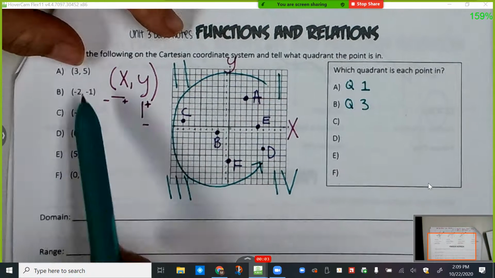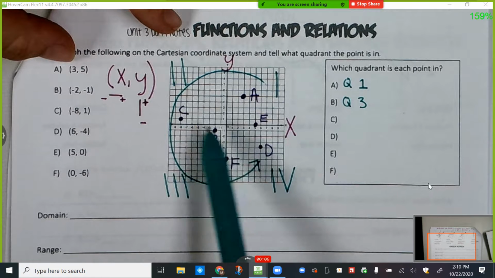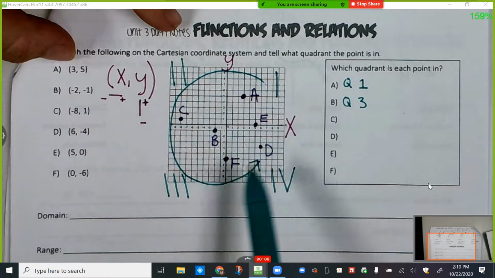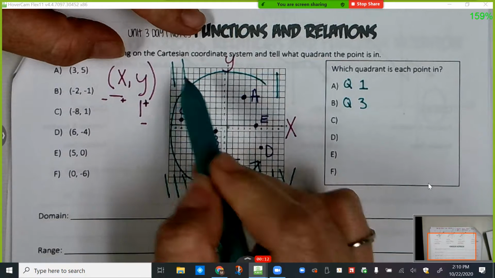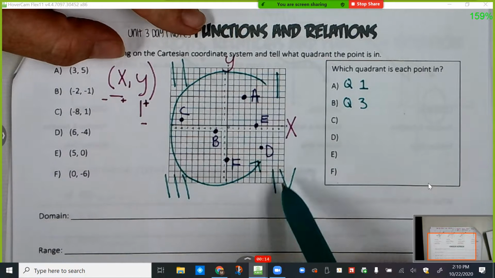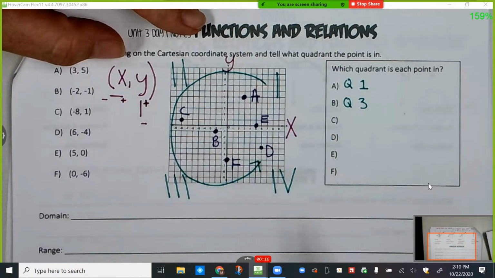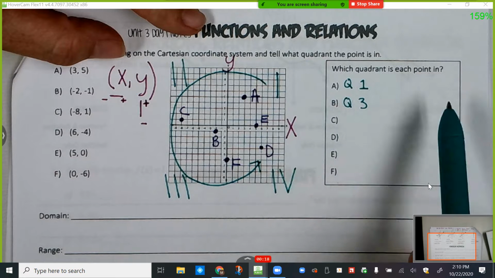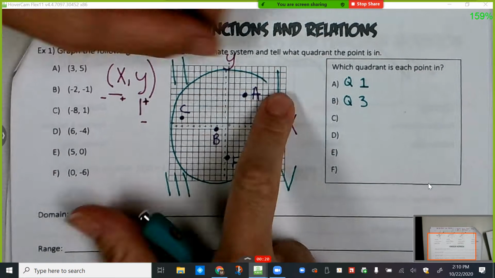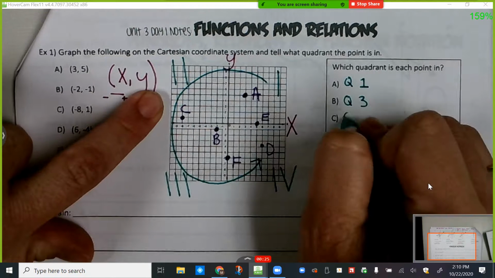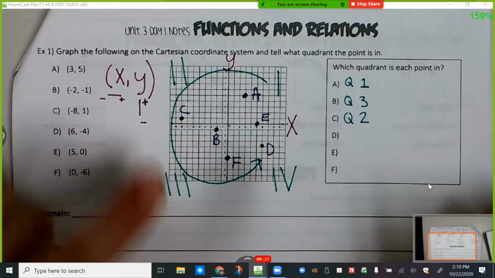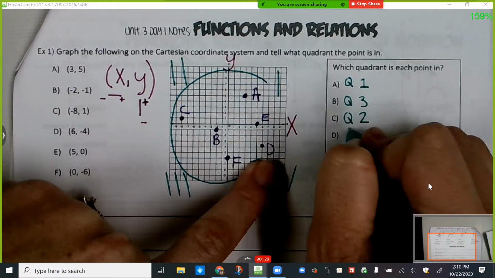So we plotted the points, and we labeled them. Okay, and we were talking about how quadrants are labeled in the shape of a C. So this is your first quadrant, second quadrant, third quadrant, and fourth quadrant. Now it says which quadrant is each point in. So A is in our first quadrant, B is in our third quadrant, C is where, y'all? Second quadrant. Okay, what about D? Is in our fourth quadrant.